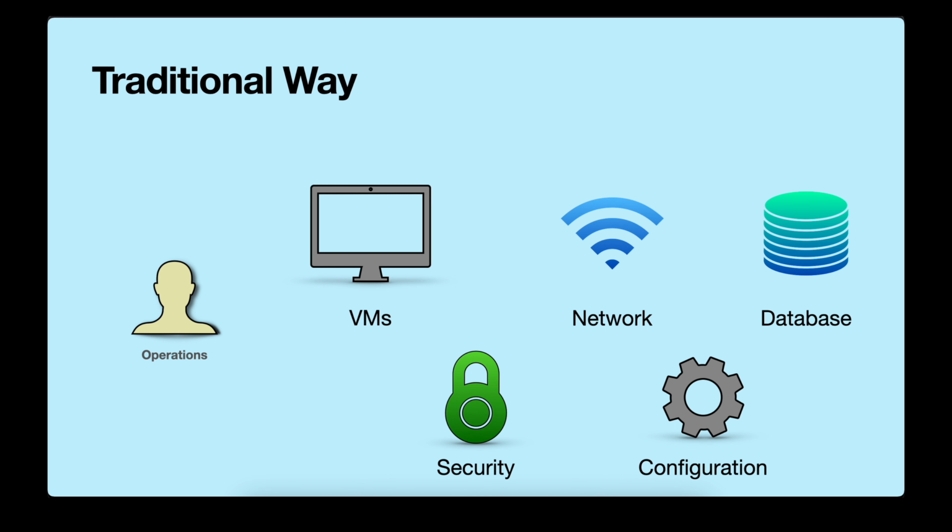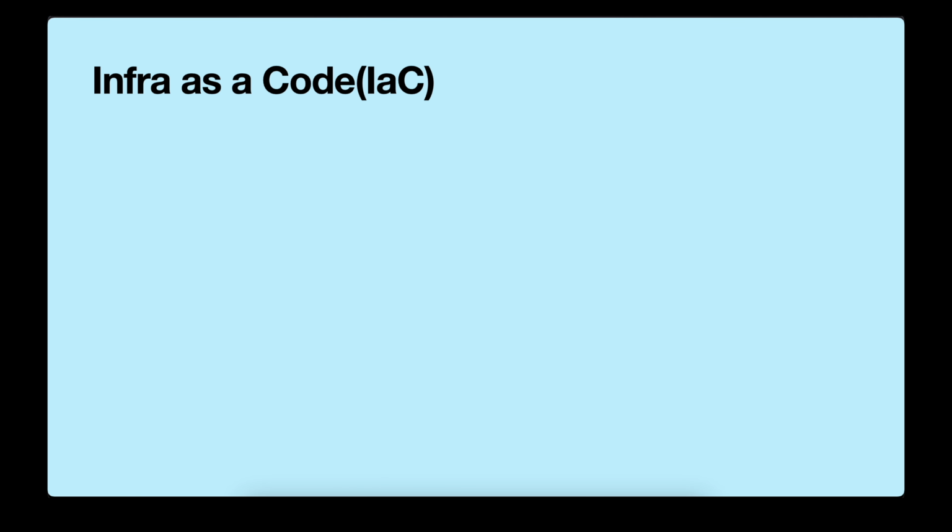Also, all these resources need to be created in a certain sequence, and this needs to be done first for the dev environment, then for QE, then performance, staging, and finally for production. Not so great an idea. So how does infra as code help?